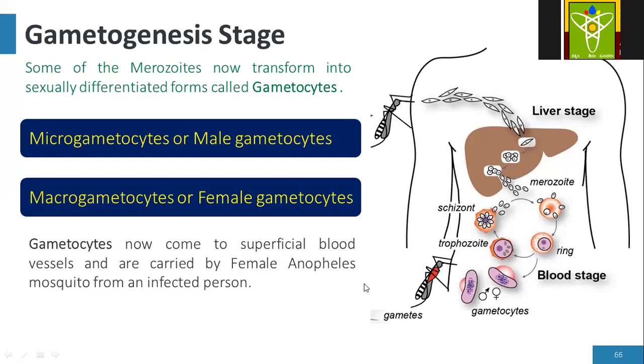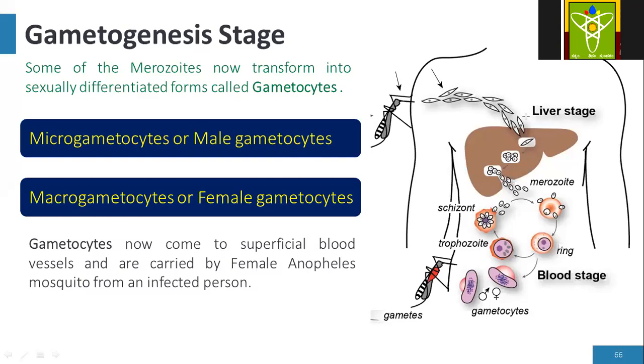So now, so far I have taught you what process occurs in the human body. What process occurs in the human body. I will just repeat it once again quickly. You can see in this diagram itself, a female Anopheles mosquito adds which particular stage, students, at the start?